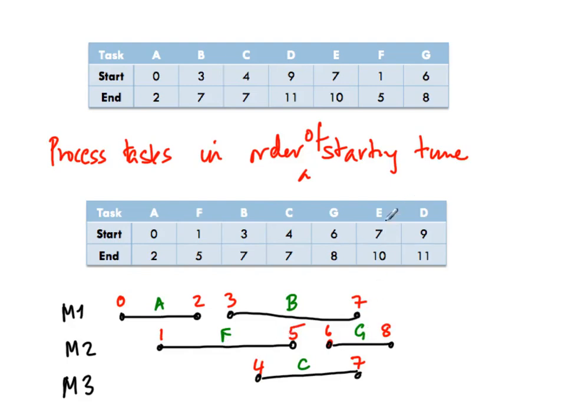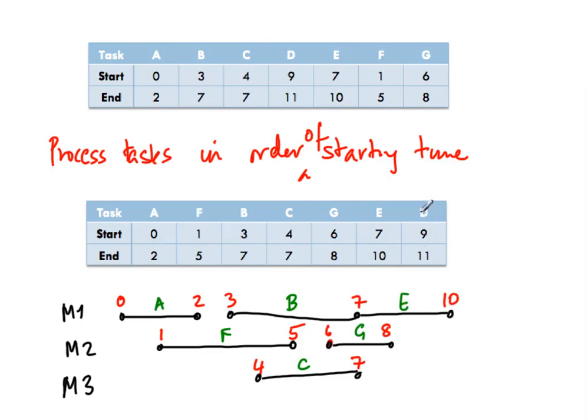And now we come to task E. Task E starts at 7. At time 7, both M1 and M3 have finished. So we are assuming that if a task ends when another one starts, we can immediately reuse that machine. So task E can now go on M1 or M3. So let's just decide to put it on the smaller number machine so that we have a unique choice. So we say that E will now go on this machine from 7 to 10.